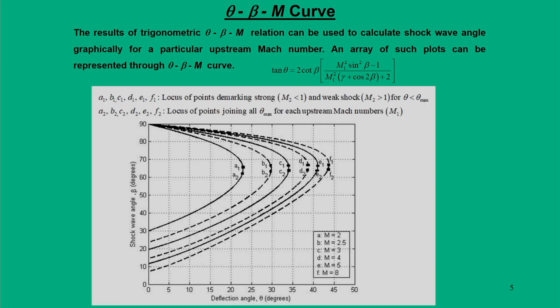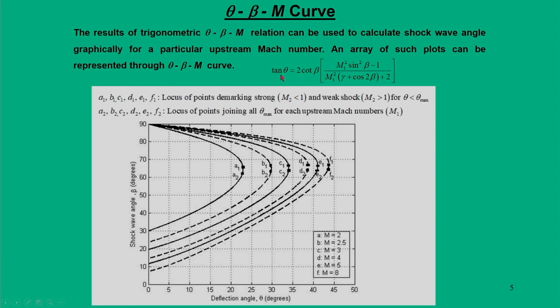Now, we are going to discuss today the most important curve, what we call the theta-beta-M curve. This theta-beta-M curve is nothing but the graphical representation of oblique shock relations. The famous equation that we land up in the oblique shock relation is tan theta equals 2 cot beta times (M1 squared sin squared beta minus 1) divided by (M1 squared (gamma plus cos 2 beta) plus 2).